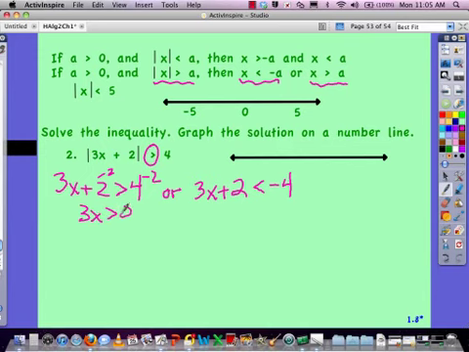3x is greater than 2, divided by 3, x is greater than 2/3. Over here, 3x is less than -6, divided by 3, x is less than -2. Again, we do not switch the inequality sign because we were not dividing by a negative, we were dividing by a positive. So our solution this time reads, x is greater than 2/3 or x is less than -2.